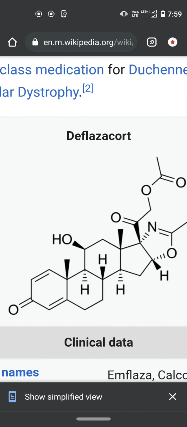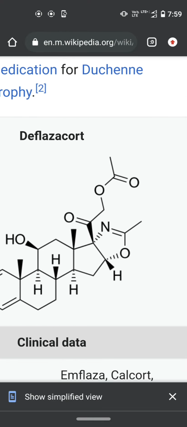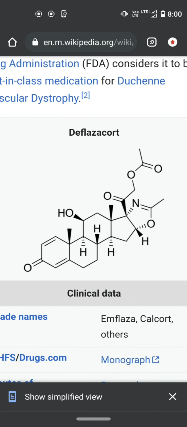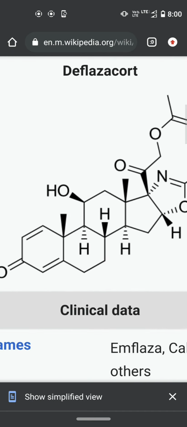Let's see how we can make this steroidal ring structure. Most of the syntheses I've seen for this don't start from scratch. They already buy some compound which has this ring, and they mostly concentrate on how we can make other functional groups present in the ring. But in this video, I'll also show you how we can make this ring in the first place.